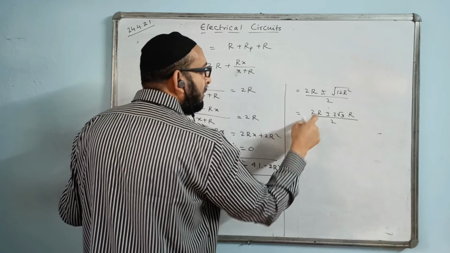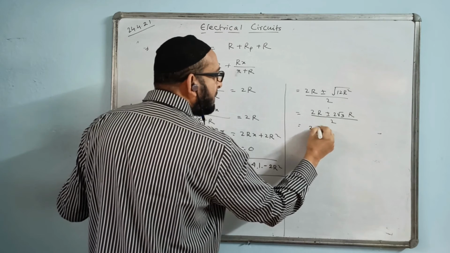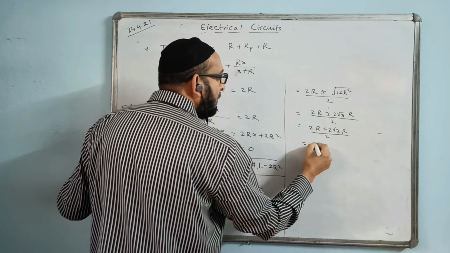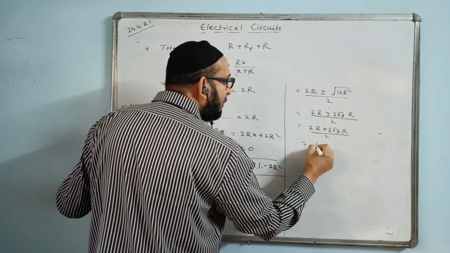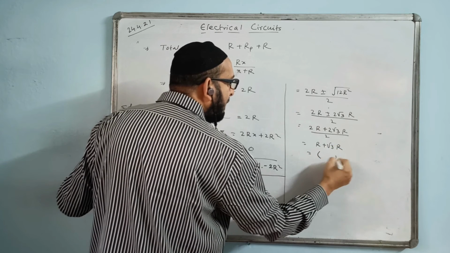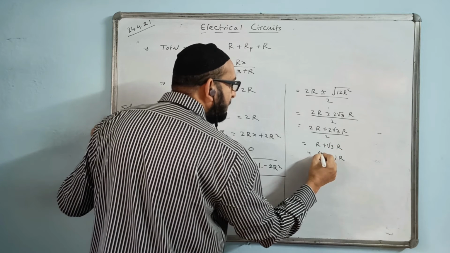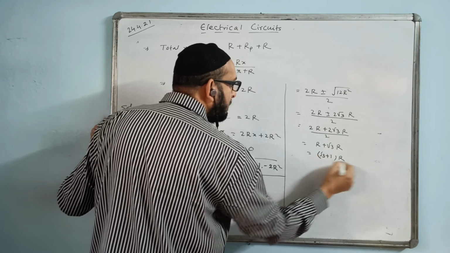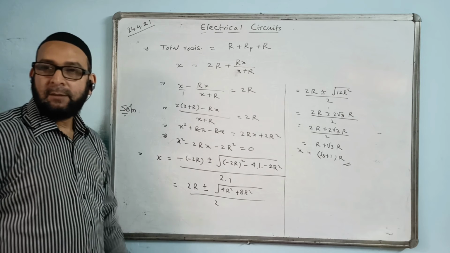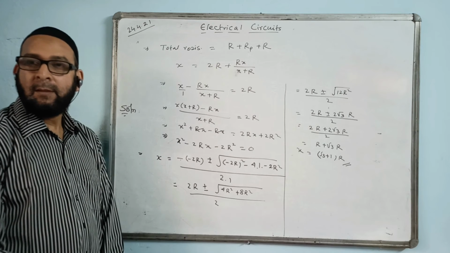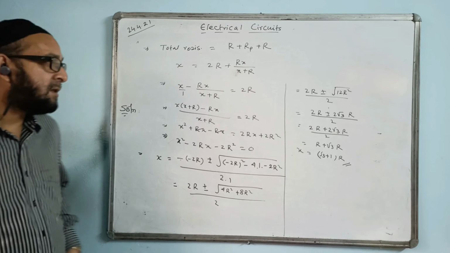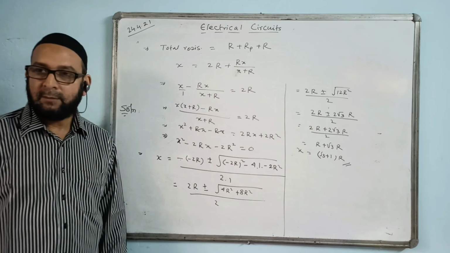Now resistance should not be negative, so we will take the plus sign. 2r plus 2 root 3r by 2. We can take 2 common, cancel with the denominator, or we can take r as common, and here we write the answer: 1 plus root 3, or root 3 plus 1. This is the answer of x. The value of x is root 3 plus 1 times r.